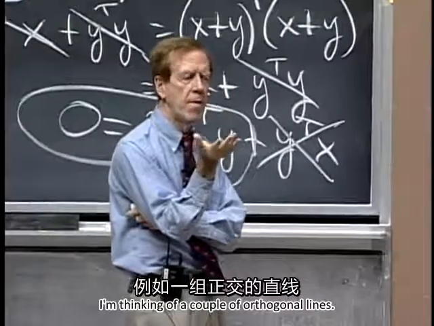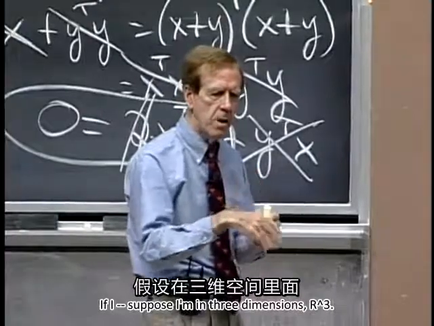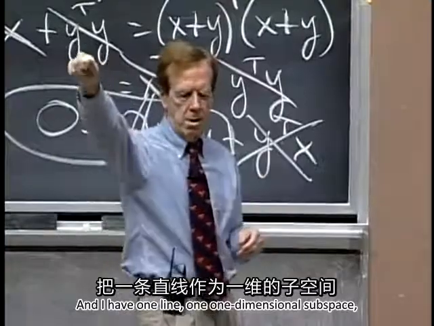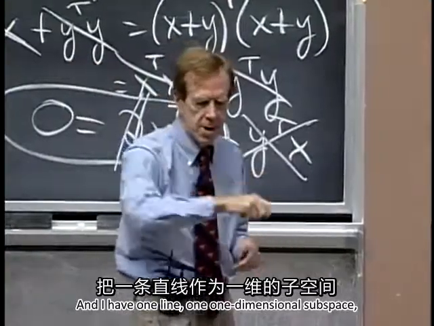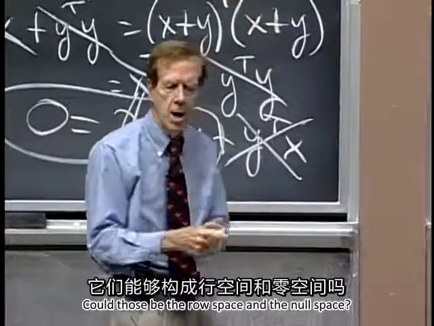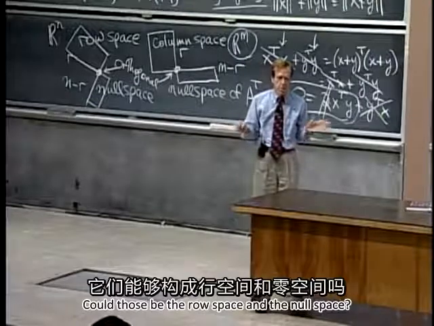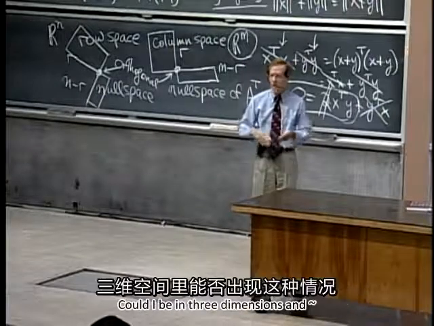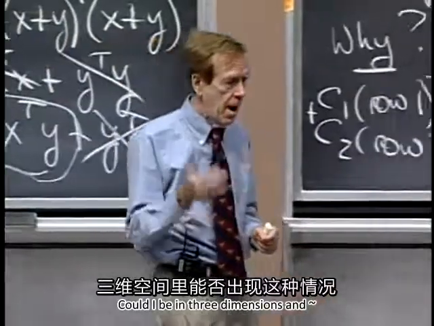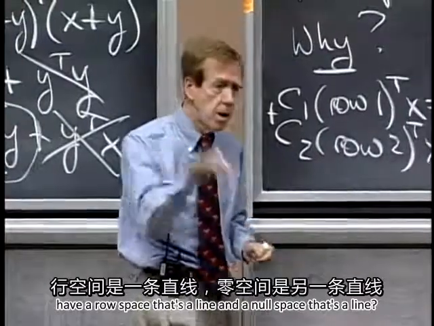I'm thinking of a couple of orthogonal lines. Suppose I'm in 3 dimensions, R3, and I have one line, a one-dimensional subspace, and a perpendicular one. Could those be the row space and the null space? Could I be in 3 dimensions and have a row space that's a line and a null space that's a line?